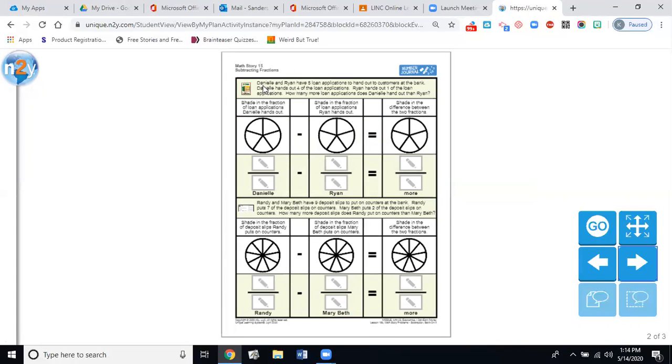Okay, let's work a word problem. Danielle and Ryan have 5 loan applications to hand out to customers at the bank. Danielle hands out 4 of the loan applications. Ryan hands out 1 of the loan applications. How many more loan applications does Danielle hand out than Ryan?